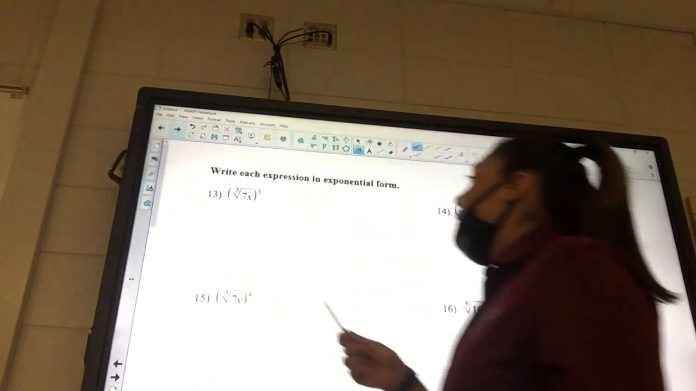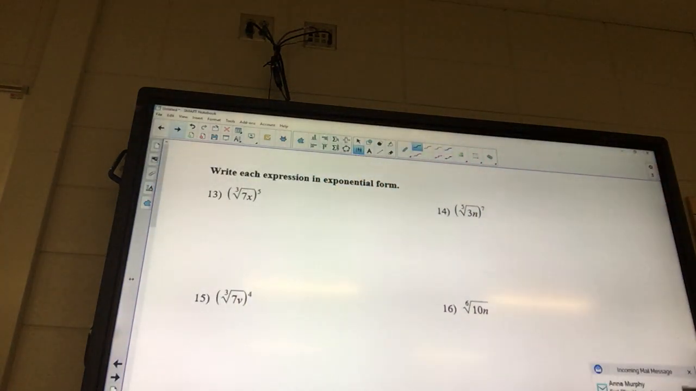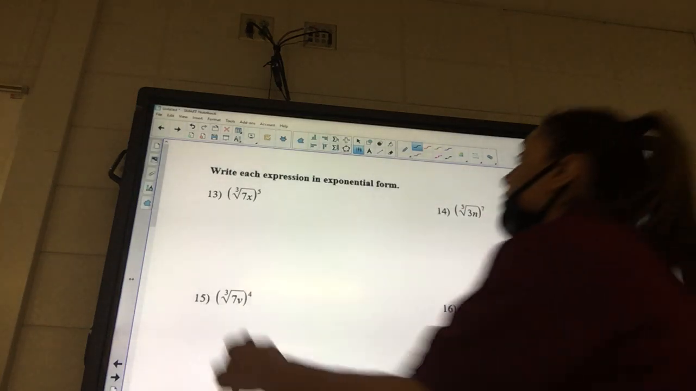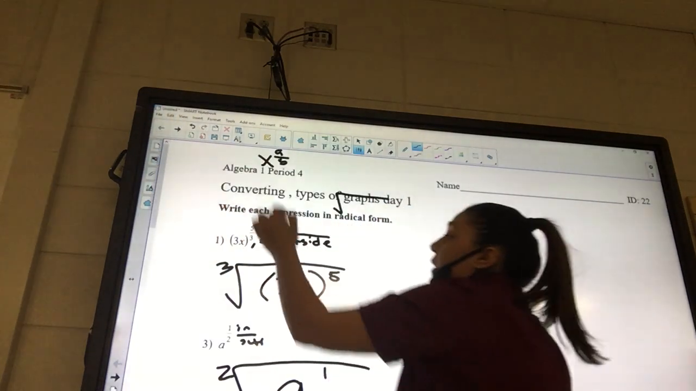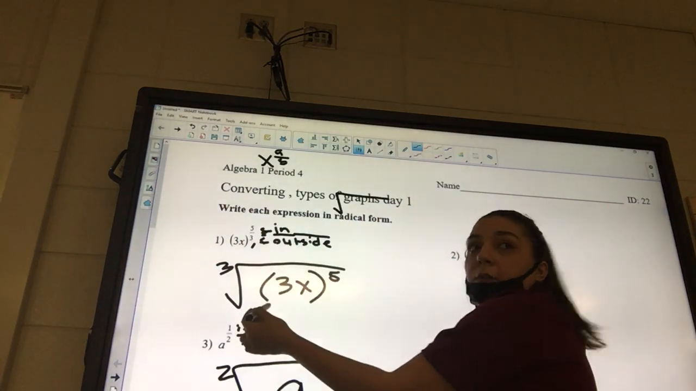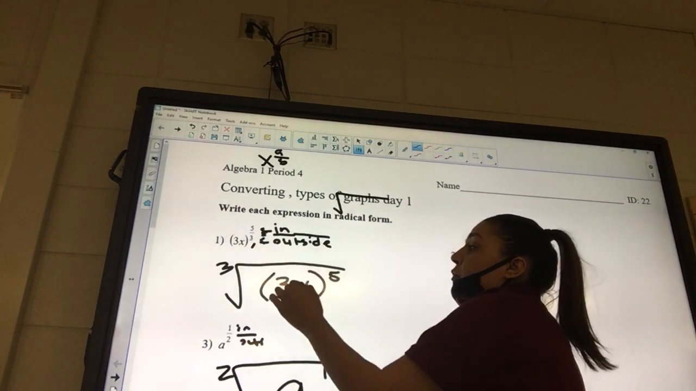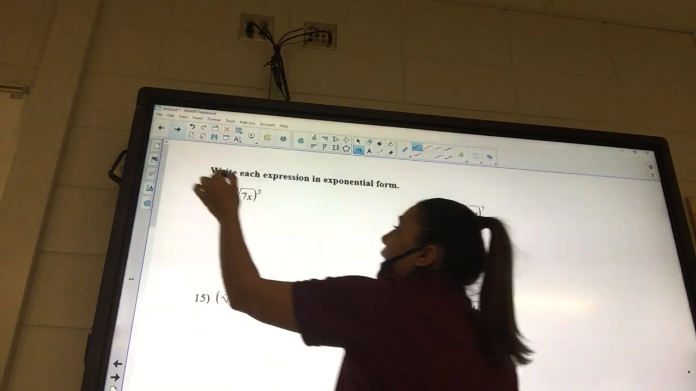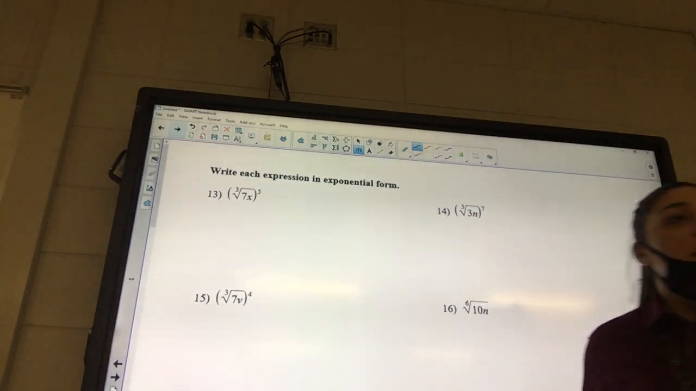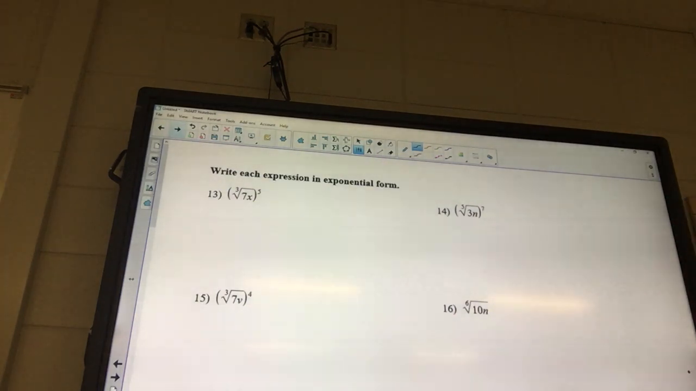Okay, let's look at the next one. These are in radical form. We need to go from radical form to exponential form. If we look at this other page, it gave us the exponential form and we went to radical form, from the power to the radical form. This one, they gave us the radical form and we need to go to the power form. So every single time you're gonna follow the same steps.